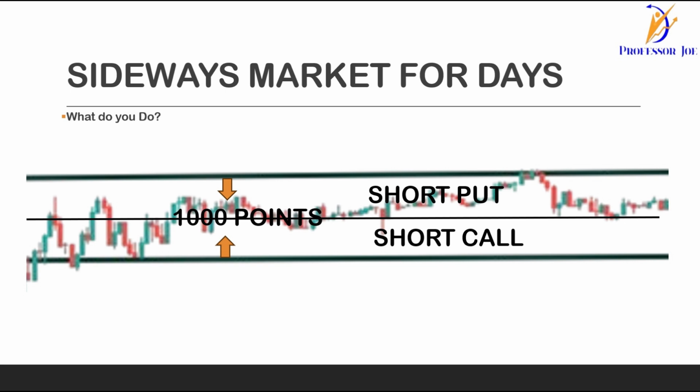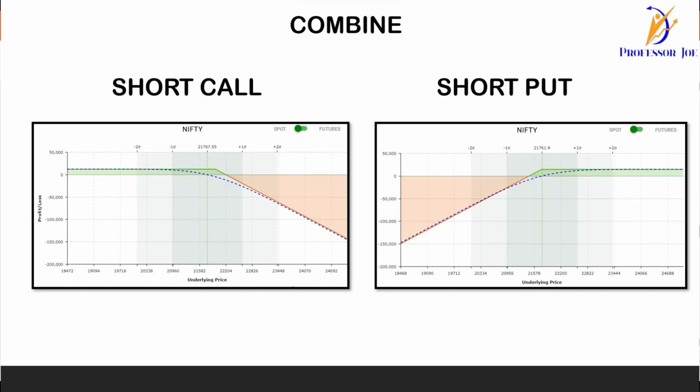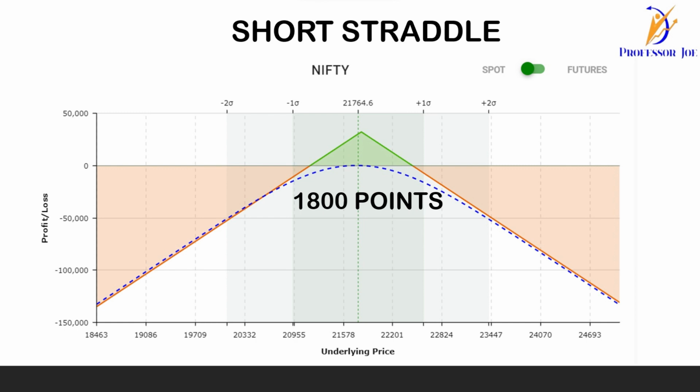So how to overcome this probability? To overcome it, the trader can combine a short call and a short put. Yes, the trader can combine a short call and a short put and make it into a short straddle. Now this is how the short straddle looks. If the price moves in this 1800 points range, the trader is making a profit. When it is in the center, the trader is making maximum profit. And when it moves towards the support or towards the resistance, the trader's profit will be reduced but the trader still makes a profit.